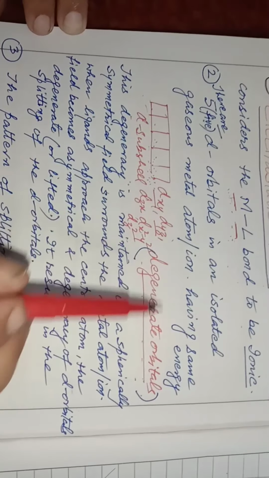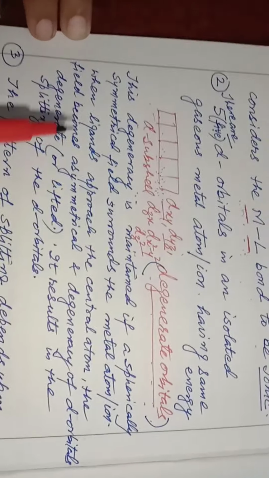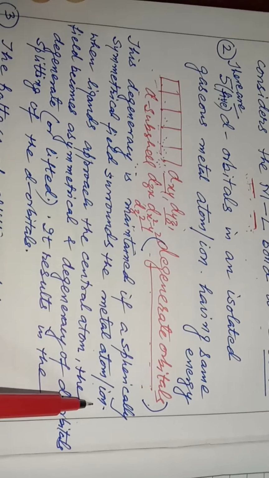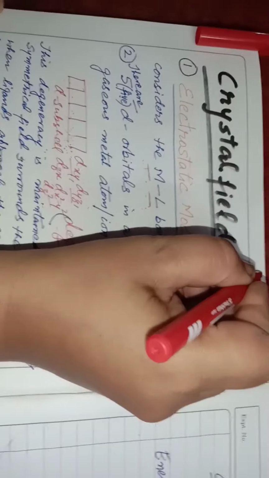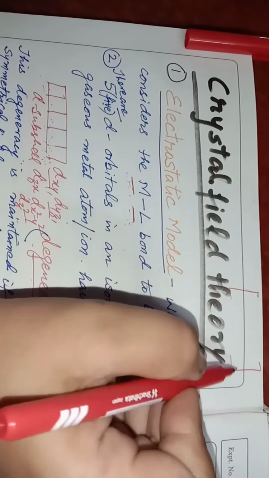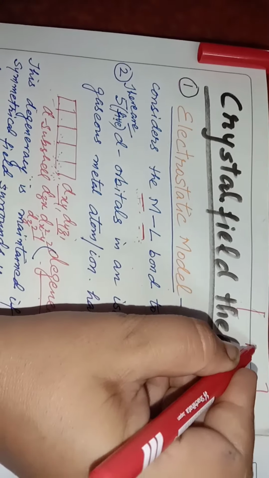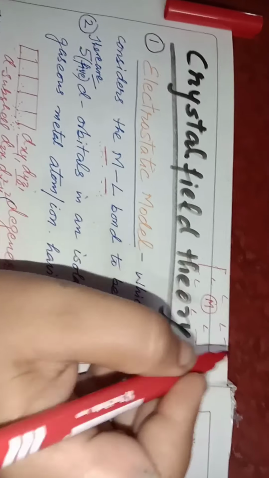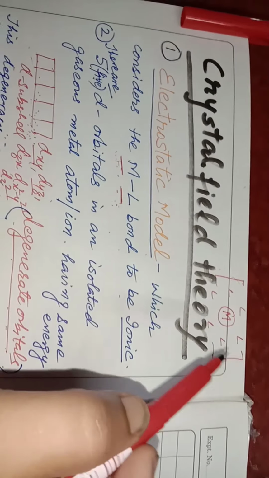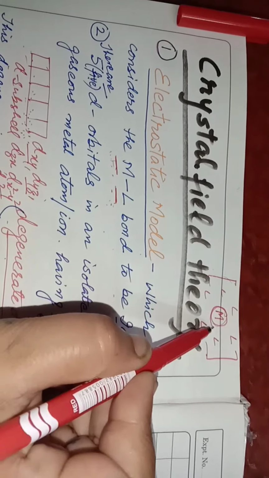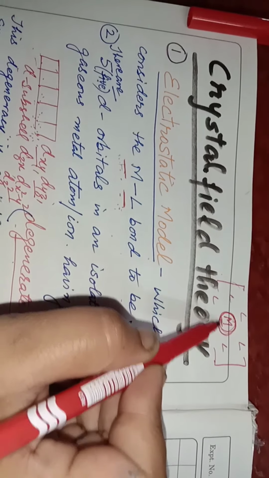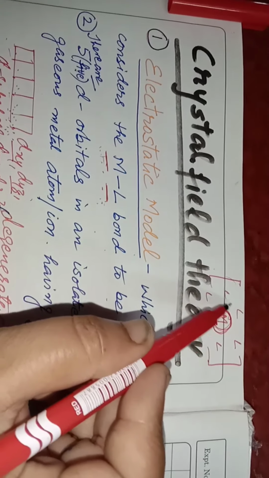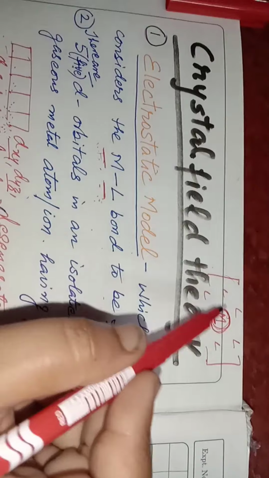This degeneracy is maintained if a spherically symmetrical field surrounds the metal atom or ion. We all know that in coordination complexes we have this coordination sphere. There is a central metal atom or ion which is surrounded by different ligands. So the degeneracy of the d orbitals of the central metal atom or ion is maintained if a spherically symmetrical field surrounds this metal atom or ion.